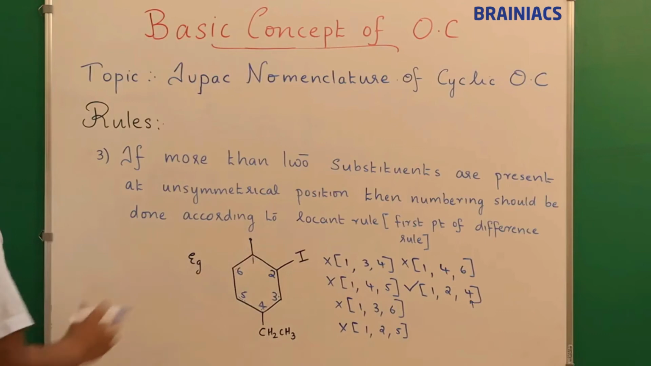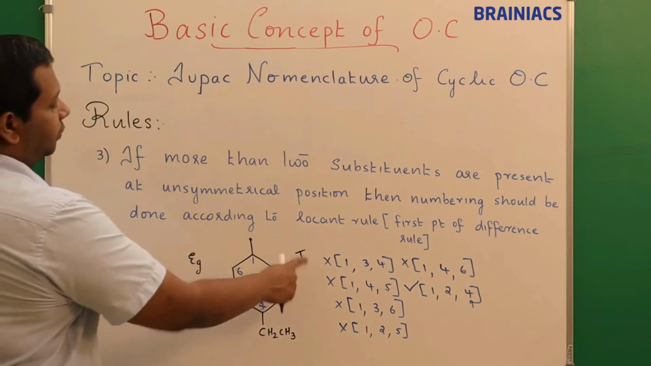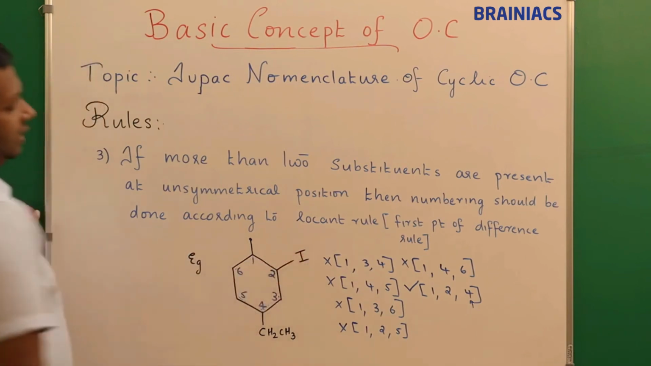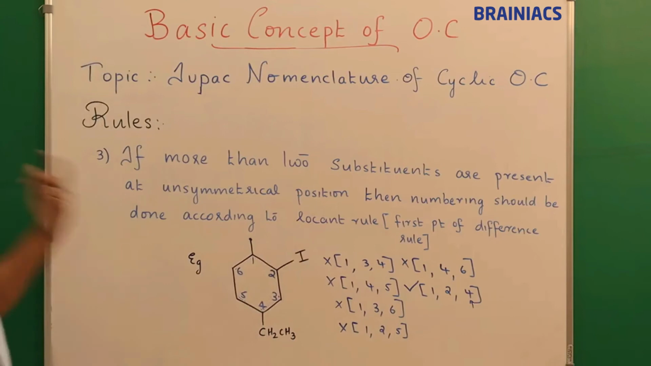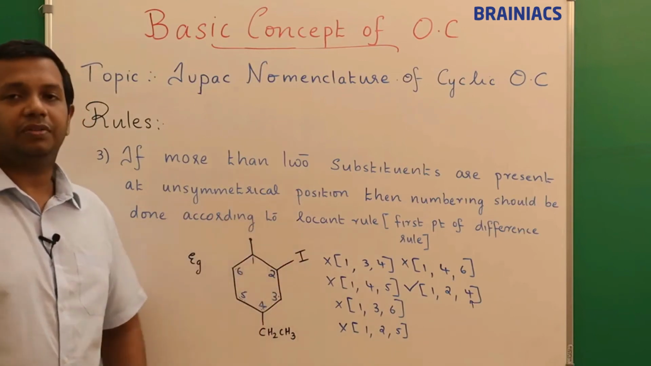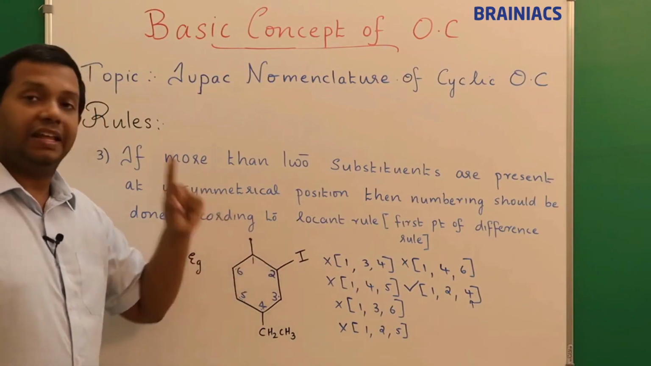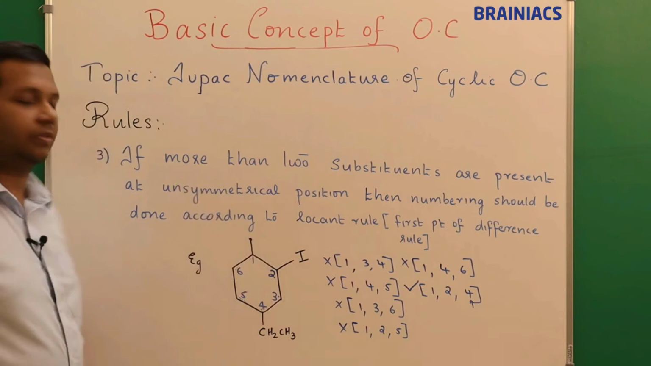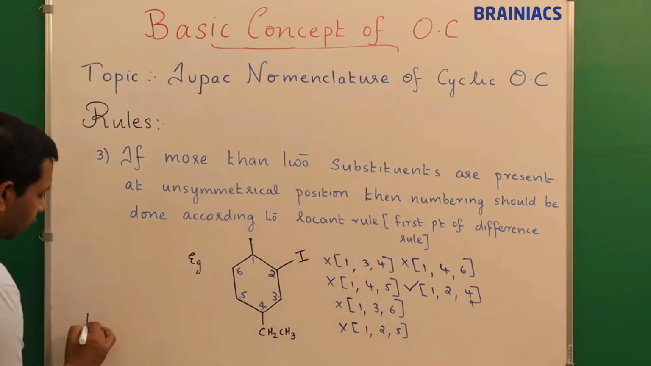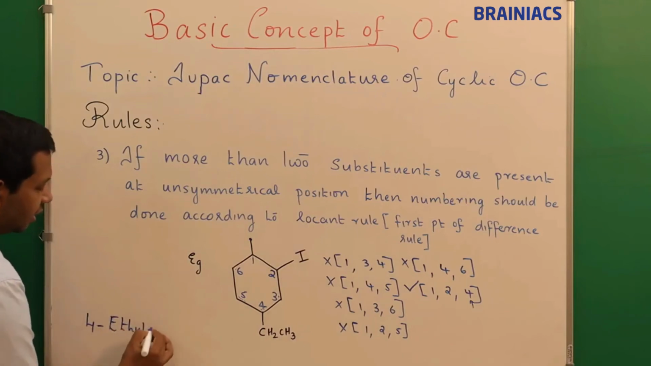Can you tell me the name of the compound here? So I know that there is at first position methyl, second position iodo, fourth position ethyl. So I know that we should start with what actually? Alphabetical order. So when multiple substituents are there, which one comes first? Iodine I, methyl M, ethyl E. So E comes first. So let me write 4 hyphen ethyl, correct?